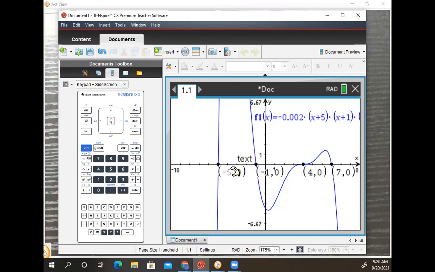Now I'm above the x-axis. So I have a positive interval from -5 to -1. Now I'm below the x-axis again, so a negative interval from -1 until 4. Then I've got a positive interval from 4 to 7. And then I end with another negative interval. After 7, we're negative, so we have a negative interval from 7 to infinity, since everything else on my graph is going to be below the x-axis.